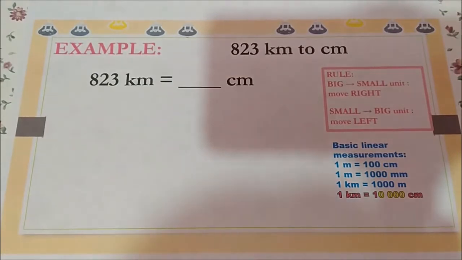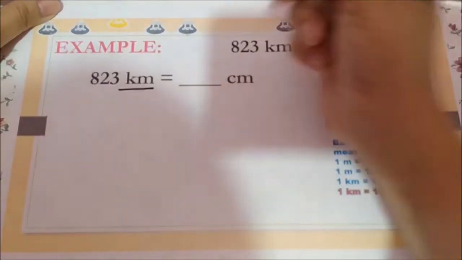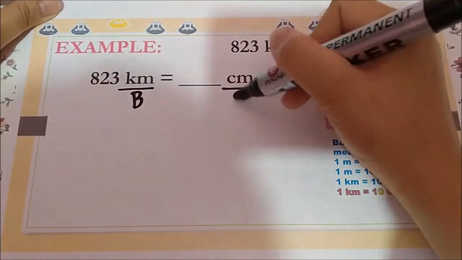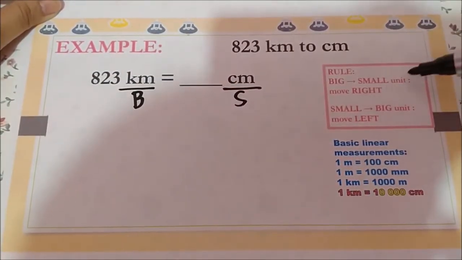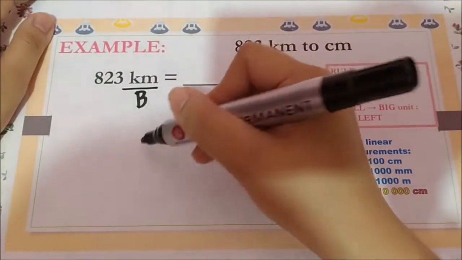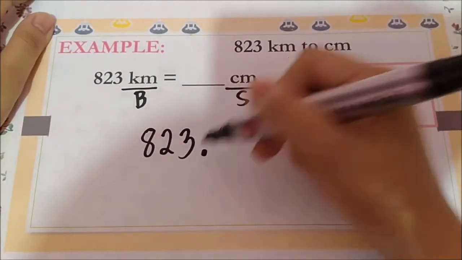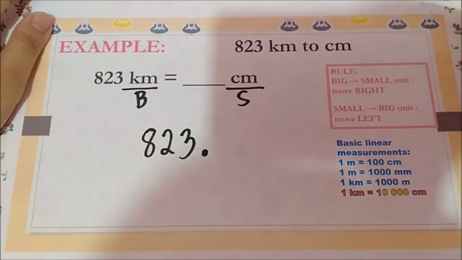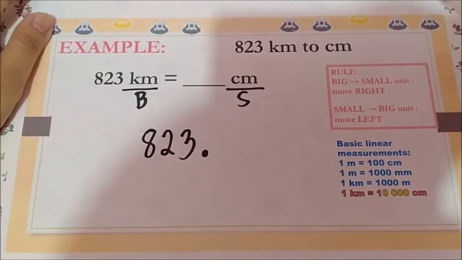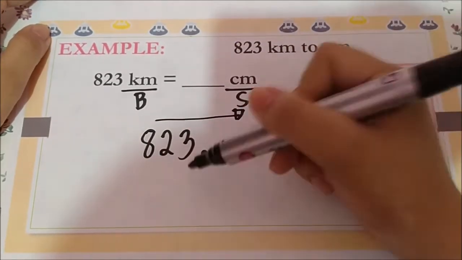In this example, first step, we need to identify which is the bigger unit. Bigger to small. If it's big to small, we need to move the decimal point to the right. So, next step is to write the given number and place a decimal point after. Next is to move it to the right, so you will move it to the right.